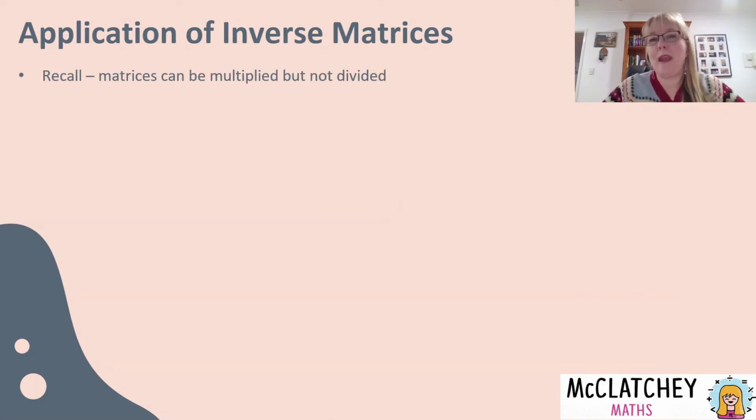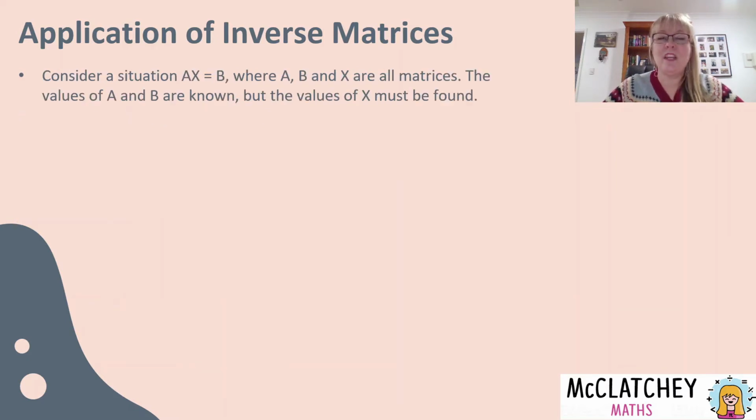You would recall from our previous video on the inverse matrix that we can multiply two matrices together, but we can't divide one by another. So our solution is instead to multiply by the inverse matrix. Let's consider a situation. We're going to use this notation today, matrix A, matrix B, and matrix X, where two matrices multiplied by one another, A and X, give us the solution B. Now we know the value of matrix A and we know the value of matrix B, but we don't know what matrix X is, and we need to find all of the values in matrix X.